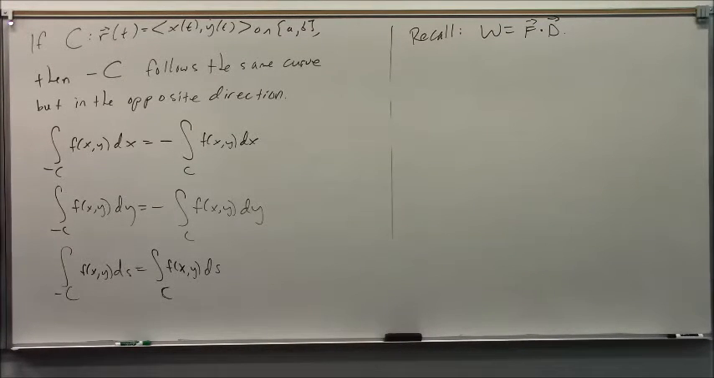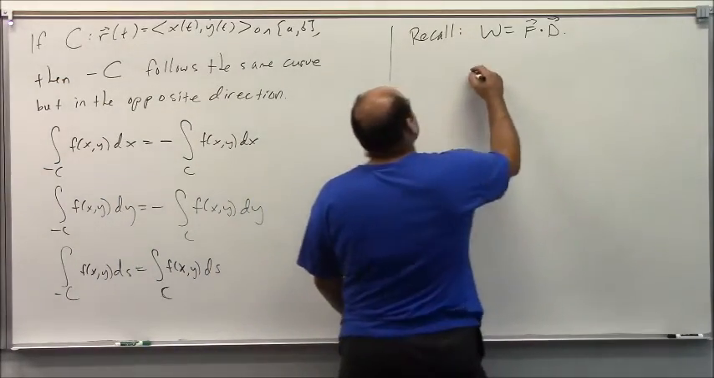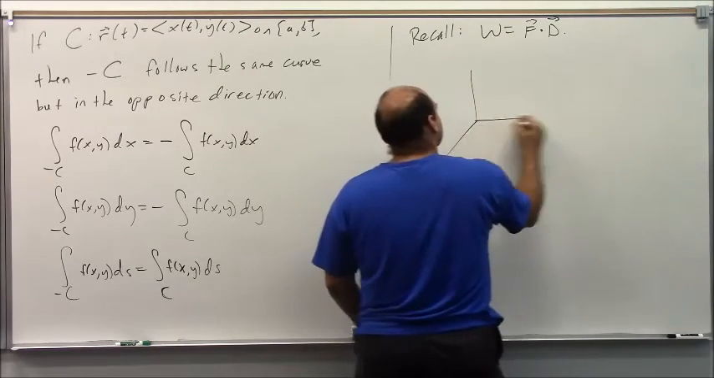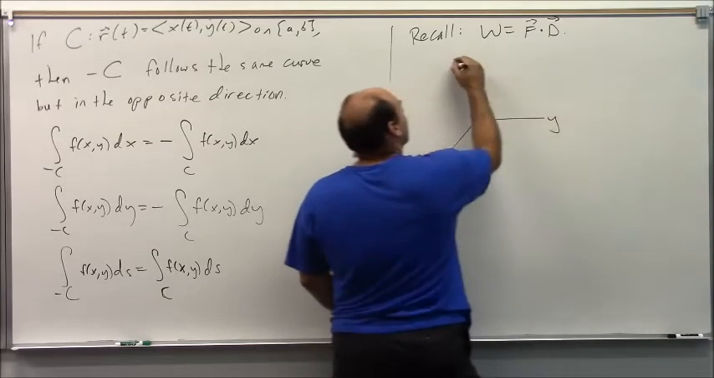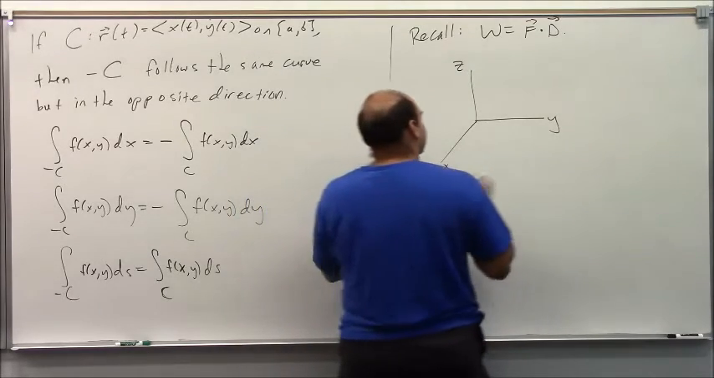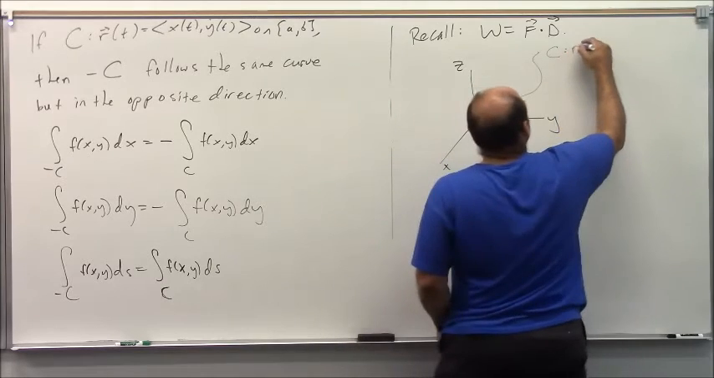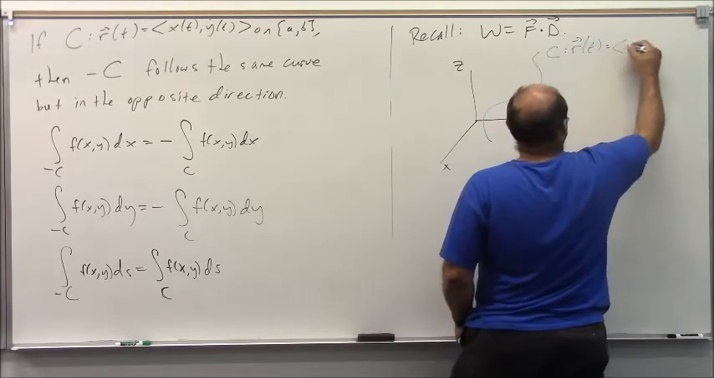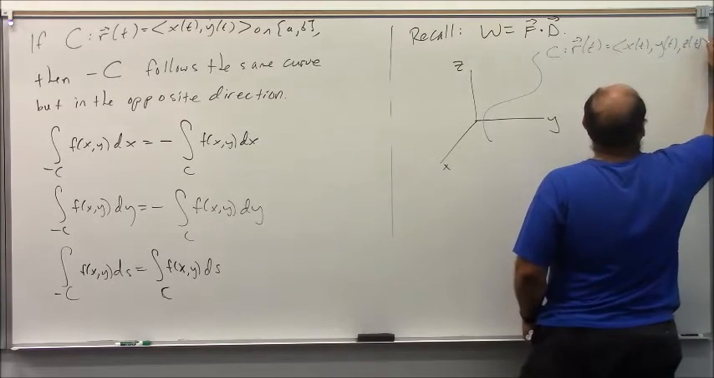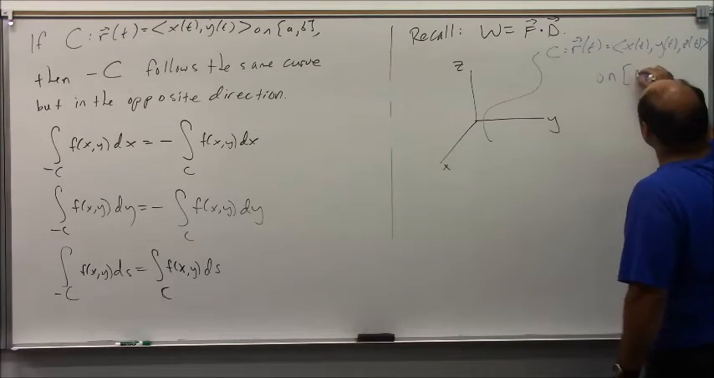Now that's along a straight path. What if the force is applied along a curve instead? Let's take it as a curve in space. Here's x, y, and z, and I have some curve in space. Let's not get too fancy with it. There's the curve C given by r of t equals x of t, y of t, z of t, say, on some interval AB.